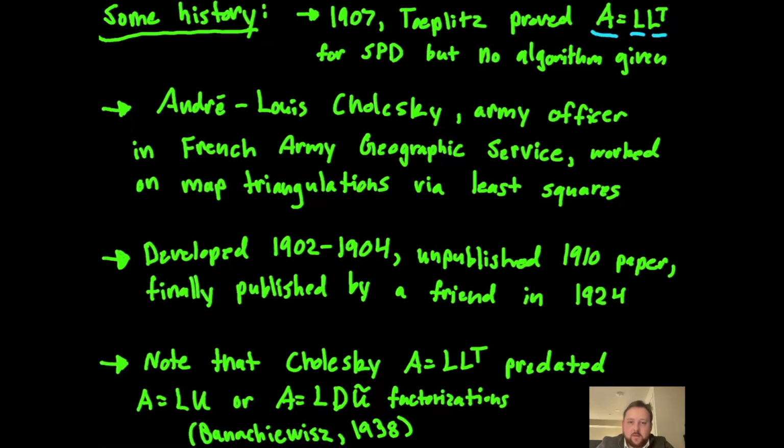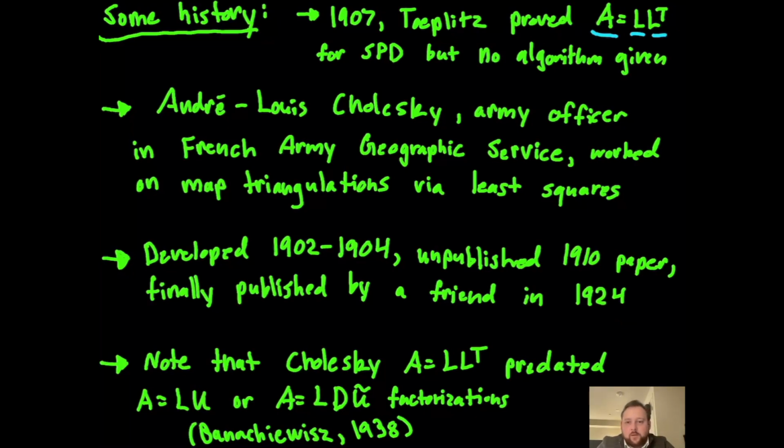Right, so there's evidence that Cholesky had developed this in 1902 to 1904. There was an unpublished manuscript that was found in 1910 that detailed the method, but wasn't actually published by Cholesky even during his lifetime. It was published later by a friend in 1924. So this is really when it first entered the record, but there's evidence that he had been working on it well before.